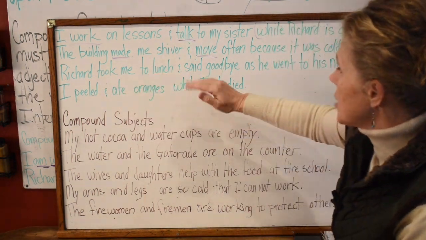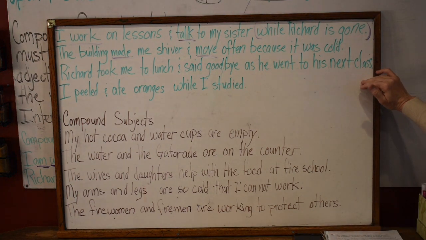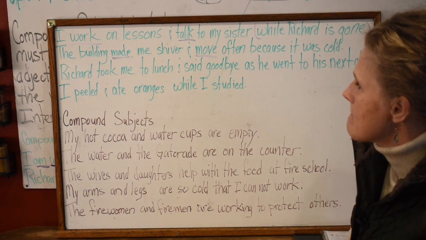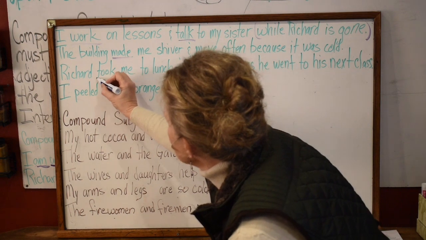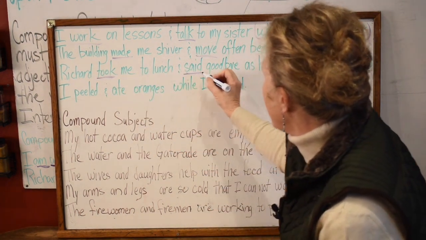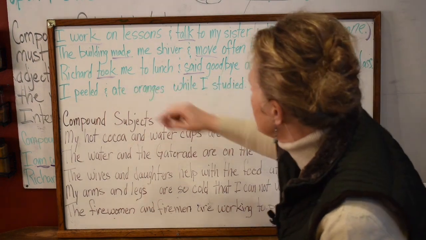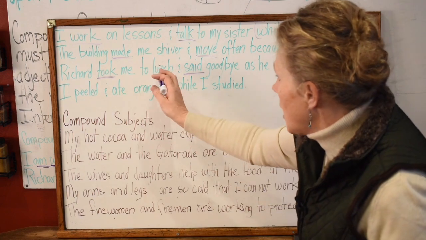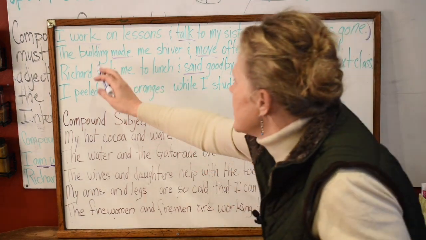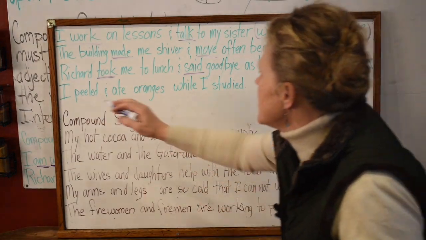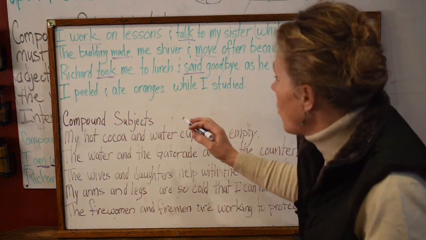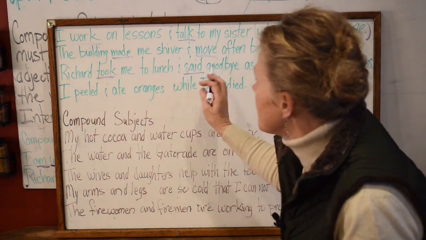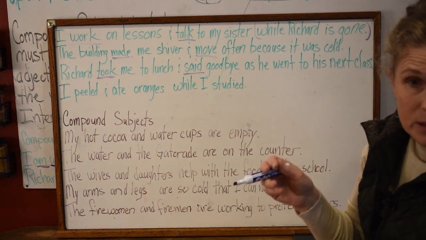Richard took me to lunch and said goodbye as he went to his next class. What is your compound predicate in that sentence? Took and said. He took, and he said. So, see how, if you can say, Richard took me to lunch, and it goes well, then you know that this verb belongs to that subject. If you can say, Richard said goodbye, and it goes well, you know that you have a compound predicate, because both of these verbs belong to that one simple subject.